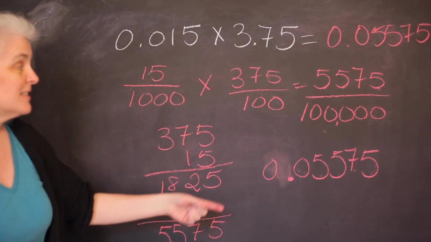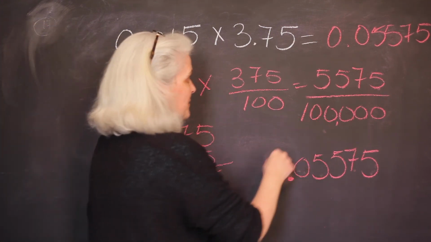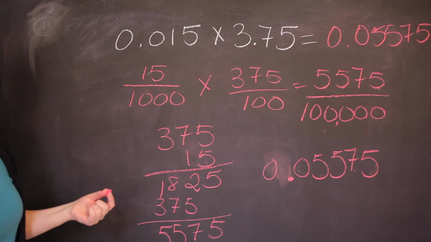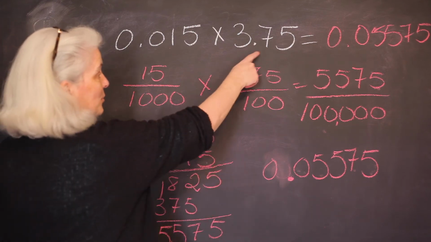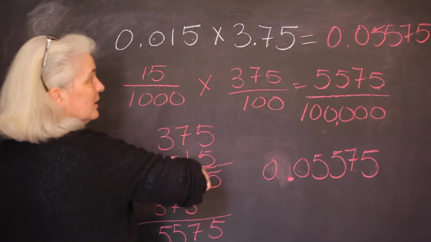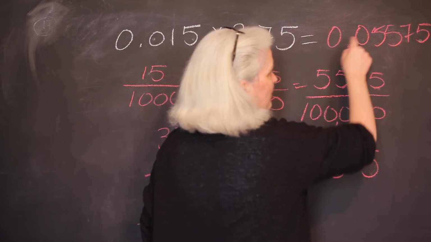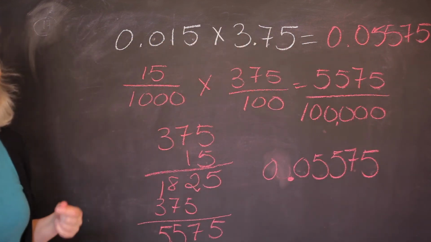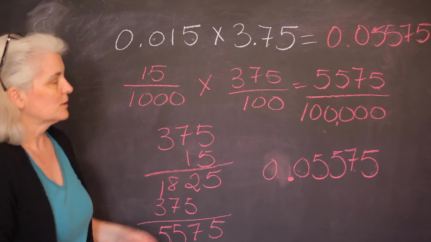That is the same as, sometimes people say, I need to count the number of decimal places after the decimal point. I have 1, 2, 3, 4, 5. Here I have 1, 2, 3, 4, 5. That's where those 5 places come from. So that's why this works.